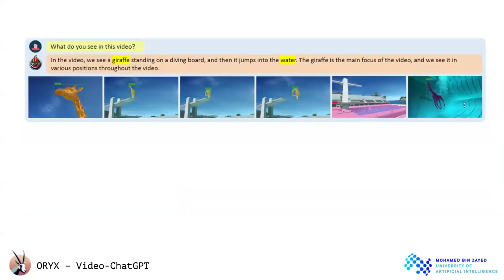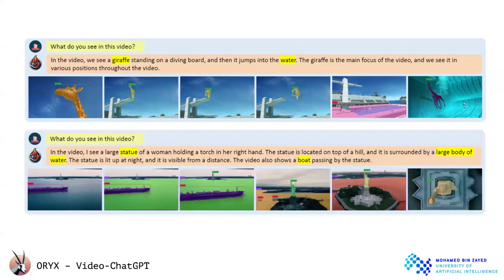So the interesting thing about this is that it can ground, which means it's putting a bounding box. Here is the water, and it puts the bounding box. So that is one advantage, because you come up with the answer, and how do you verify the answer? It tells you here, which is good. And for the statue, it would put the bounding box, statue, large body of water, and so on. Okay.